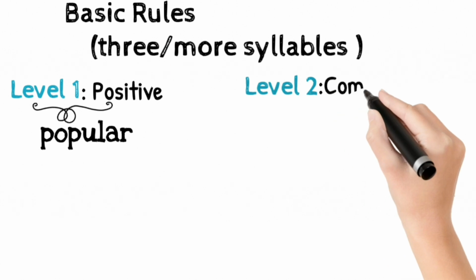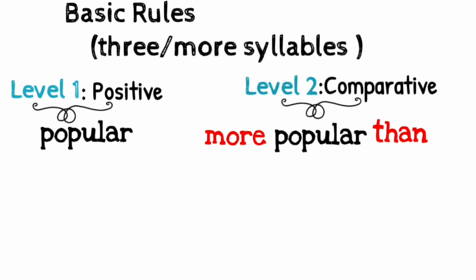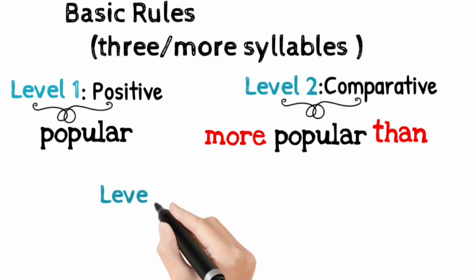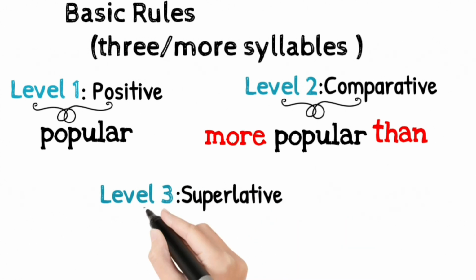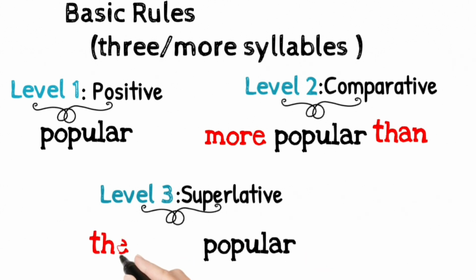Level 2, comparative adjective. To form a comparative adjective for this adjective, we have to add more in front of the adjective and then than behind the adjective, so it becomes more popular than. Level 3, superlative adjective. To form a superlative adjective, we have to add the and most in front of the adjective, so it becomes the most popular.